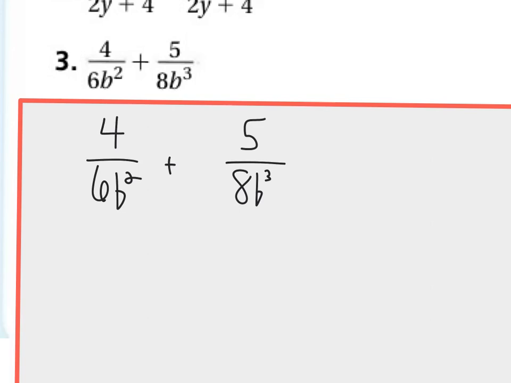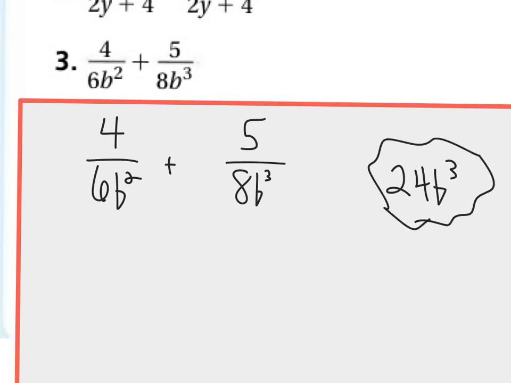So for this, with the number parts, with the 8 and the 6, if 6 and 8 were our denominators, ignore the variables for a minute. 24 would be a common denominator. And then with b squared and b cubed, we need the higher exponents because we have to multiply it by something to get that. So the highest exponent in these monomials is b cubed. So 24b cubed would be our common denominator.